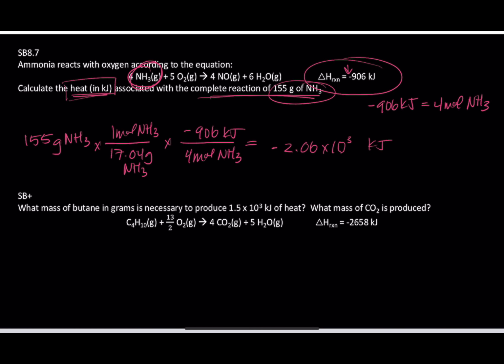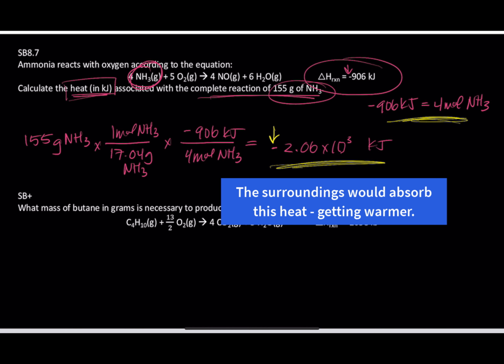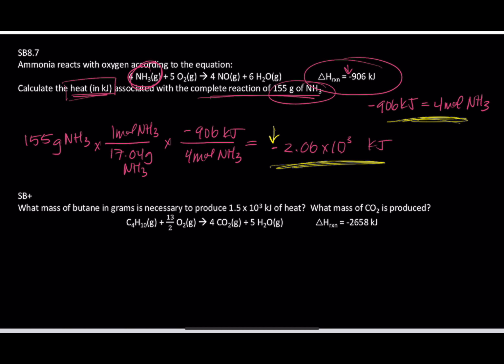Okay, so we'll see that we took our grams, converted it to moles, and used our conversion factor to relate energy and ammonia based on our balanced chemical equation. What we calculate is that for 155 grams of ammonia undergoing this chemical reaction, we would expect the process, the system, to release, that's what this negative sign says, 2.06 times 10 to the third kilojoules of heat to the surroundings, yes? And that's what this balanced equation, this math, says.